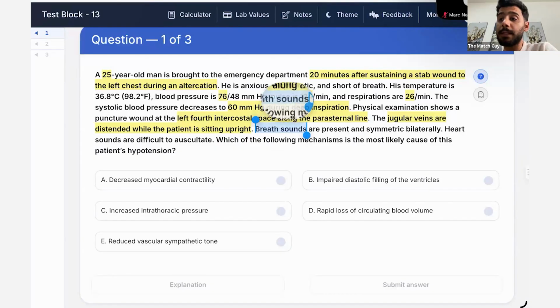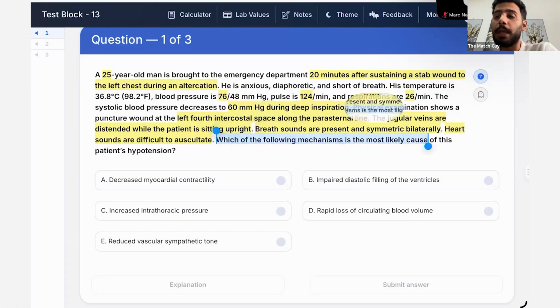Breath sounds are present and symmetric bilaterally. So the lungs are clear, which means that the PCWP is normal. Heart sounds are difficult to auscultate. So here we have muffled heart sounds and hypotension, and also jugular venous distension, all of the Beck's triad, which is indicative of obstructive shock related to cardiac tamponade, accumulation of blood surrounding the heart.